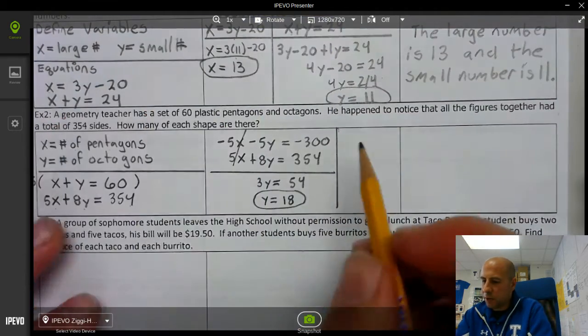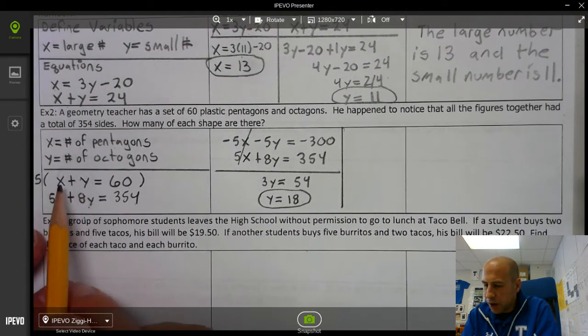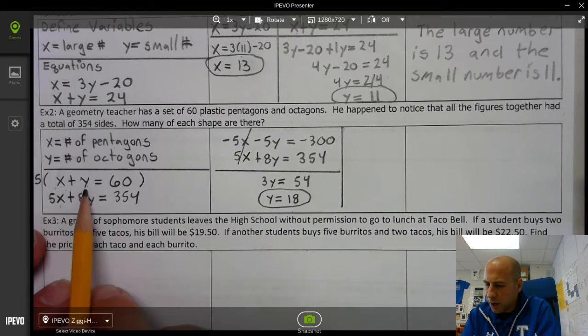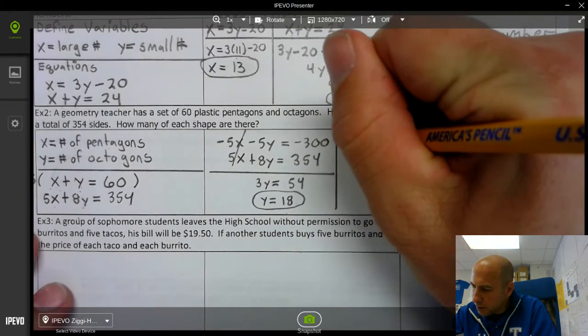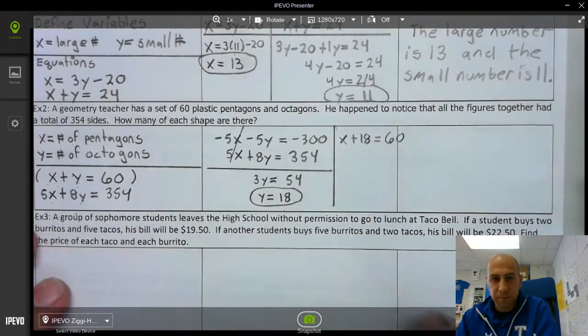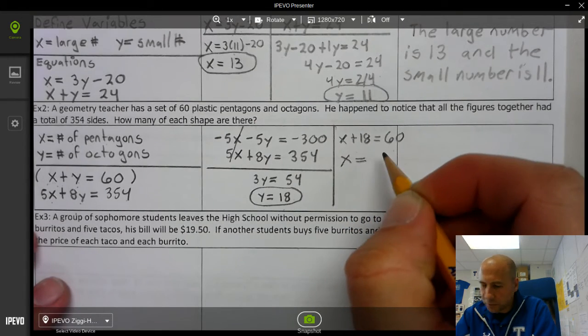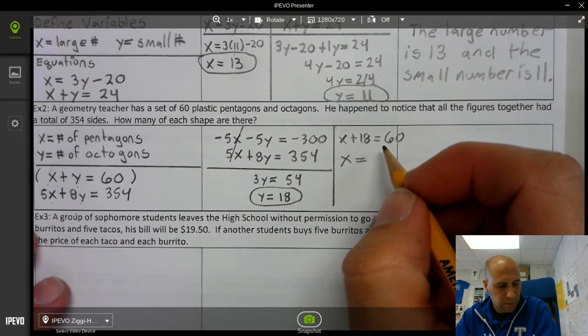All right, now we substitute 18 into either equation. Now notice I'm going back to the originals. I'm going to go back to the first one because it looks simple because there's no numbers in front of x and y. So 18 is y, so you get x plus 18 equals 60. Subtract 18 from both sides, x equals 42.